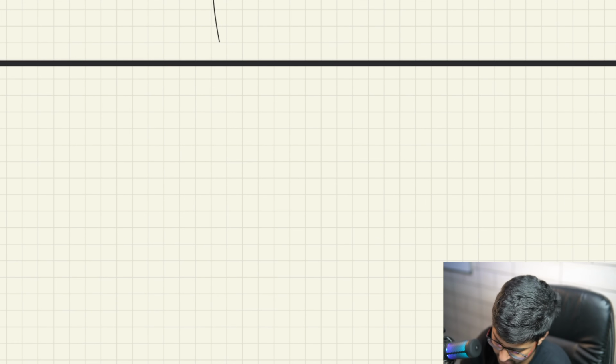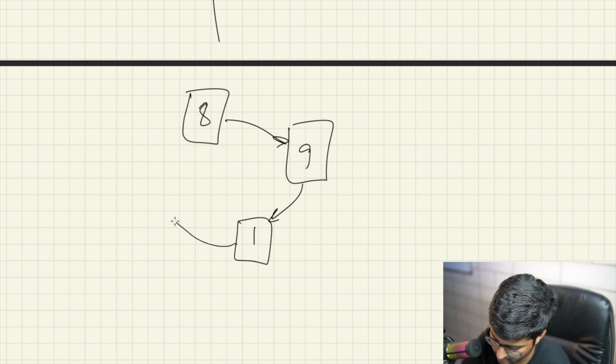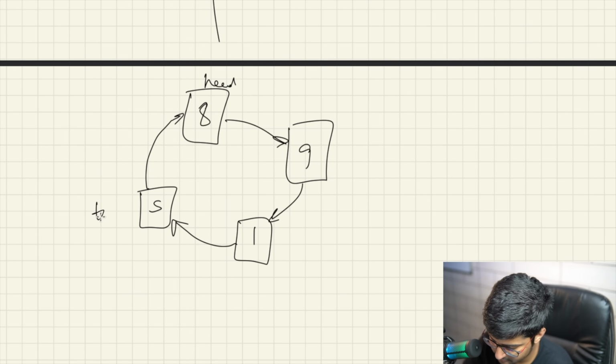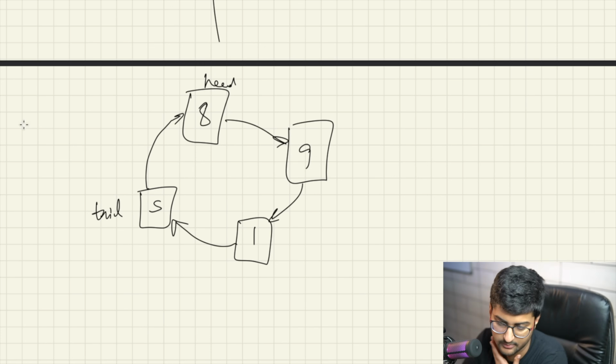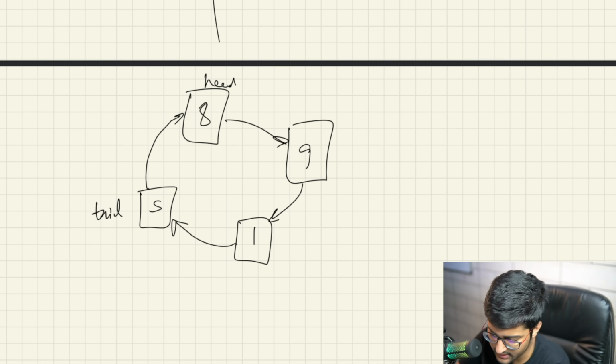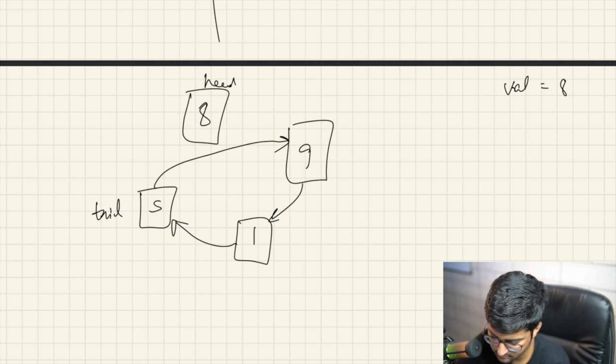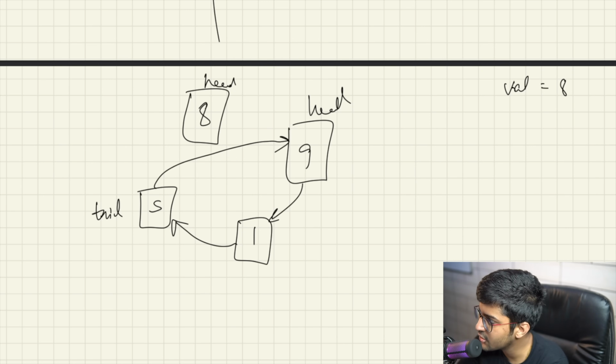How do we delete something? 8, 9, 1, 5, head, tail. Let's say you want to delete 9. Obviously, you're going to start from head. So you're going to be like, hey, if head is equal to null, first of all, we'll just say return. But if this is the value to delete, let's say you want to delete the value 8. So if this itself is the value to delete, then what do you want to do? What should it look like? It should look something like this. Isn't that what it should look like?